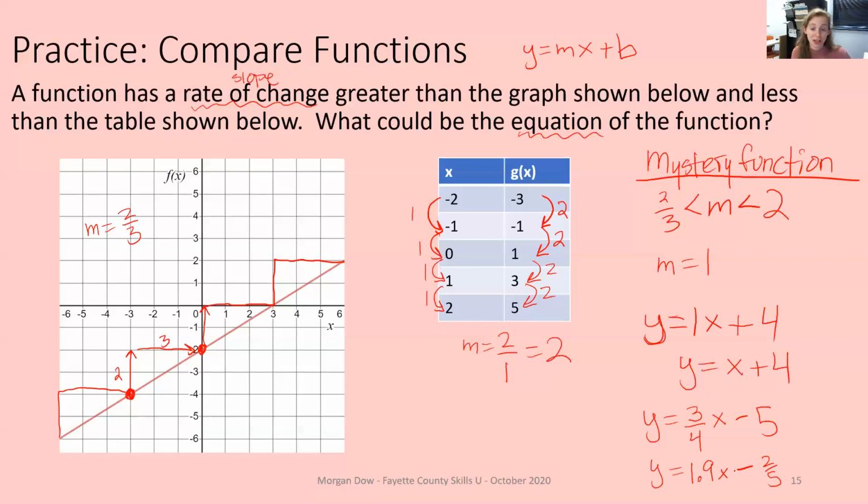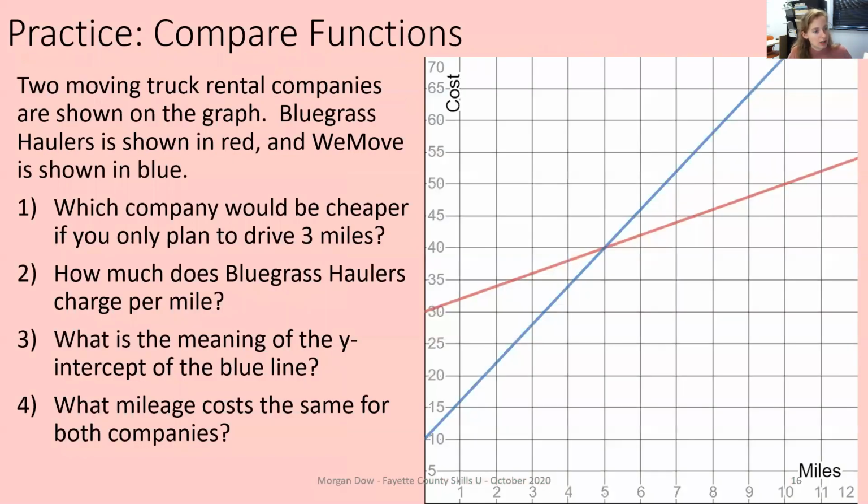So you can literally, since this is not multiple choice, it's asking you to come up with an equation. There are infinitely many correct answers to this. As long as your slope is in between 2/3 and 2, you're good to go. All right, let's try our next one here.